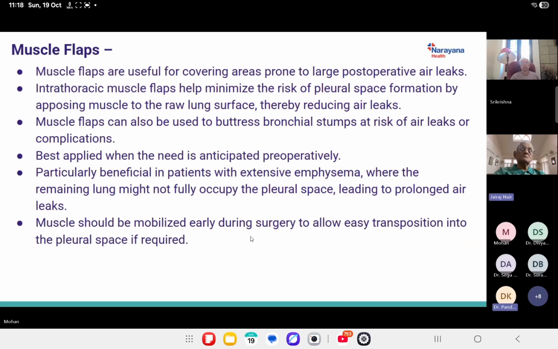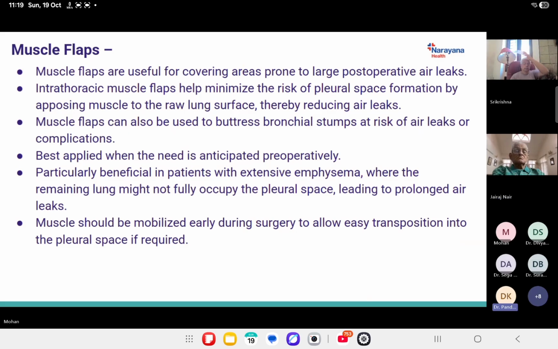Coming to muscle flaps. Muscle flaps are useful for covering areas prone to large postoperative air leaks. Intrathoracic muscle flaps minimize the risk of pleural space formation by opposing the muscle to the lung surface, thereby reducing the air leak. So muscle flaps can be used to buttress the bronchial stump after pneumonectomies or upper lobectomies at risk of air leaks or complications. Best applied when the need is anticipated preoperatively only.